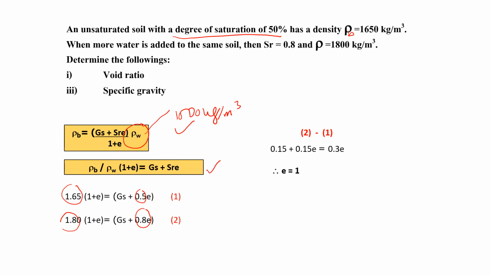So in this case, I just take the first equation. So I'll put back the void ratio value into this equation and calculate the specific gravity, and the specific gravity is equal to 2.8.